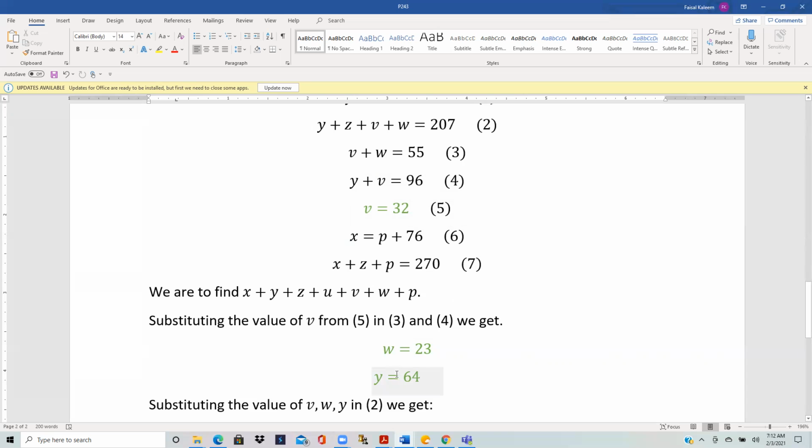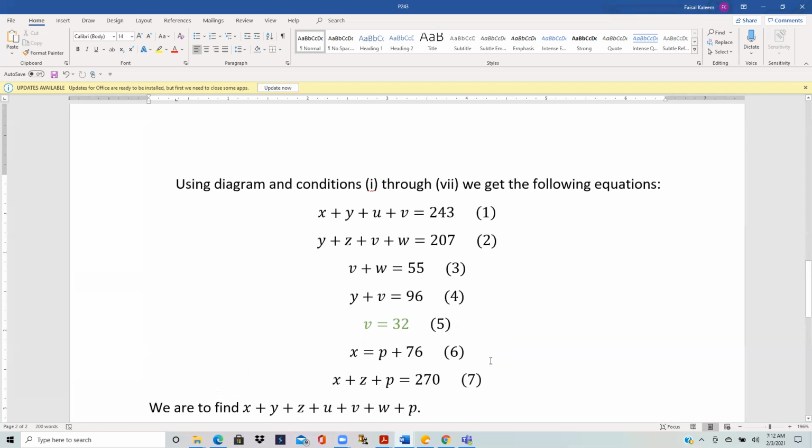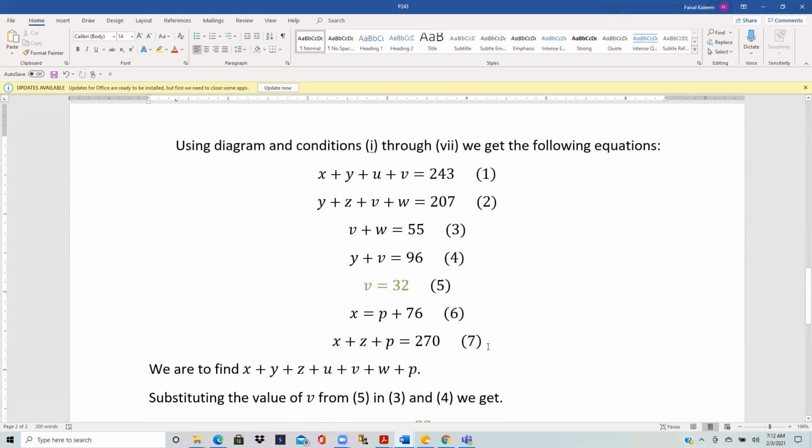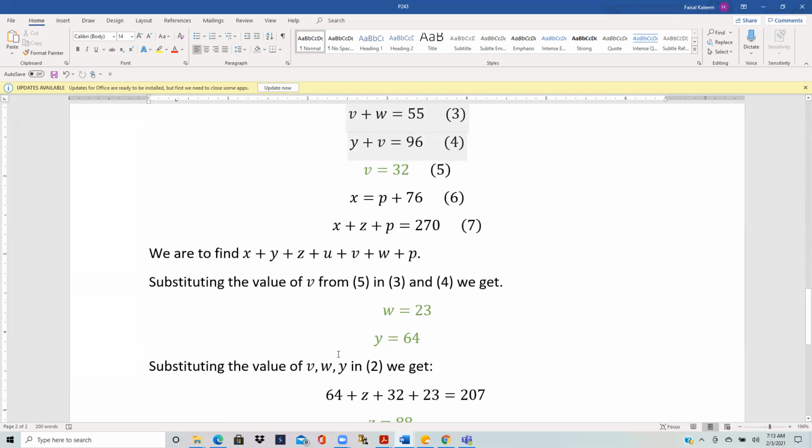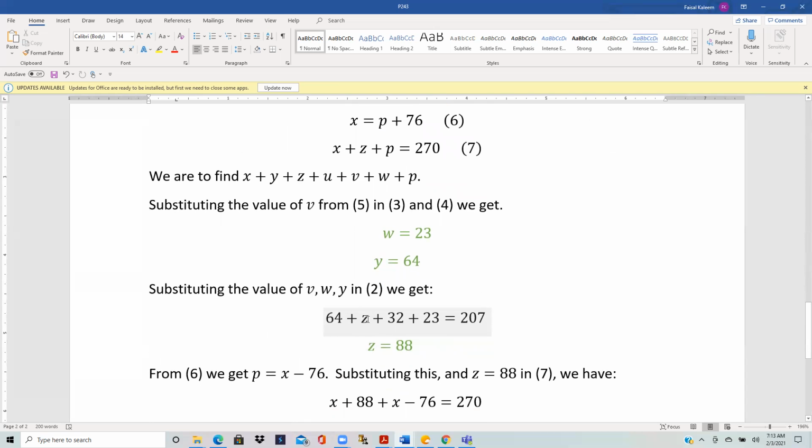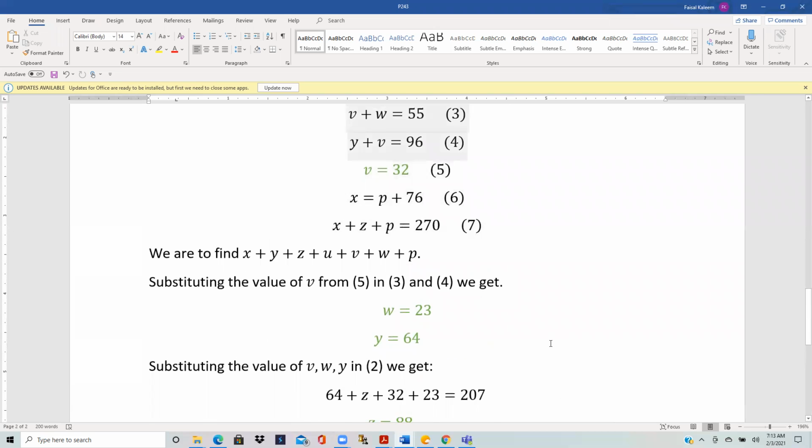And then, okay, we have 3 variables by now, the V, W, and the Y. If we look at the equations, number 2 has all 3 of them, the V, W, and the Y. So we substitute the V, W, Y in equation number 2, and Z is the only missing one. So Z comes out to be 88 from this. Okay, so now we have W, Y, Z, and V. So we have 4 of them.